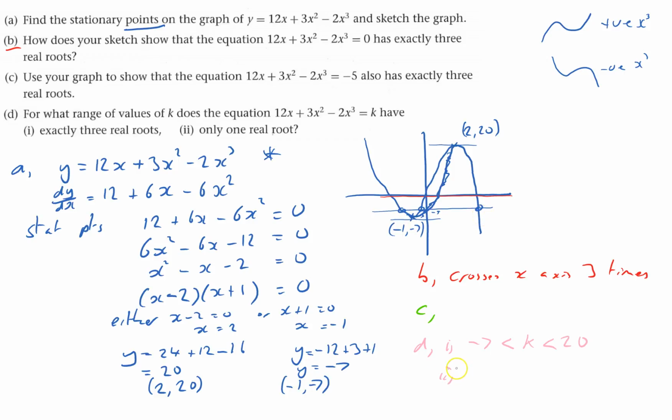And part 2, only 1 real root: if k is anywhere down here, it'll just cross this part of the line, and if it's anywhere up here, it'll just cross this part of the line. So it can be 2 things. k could be less than minus 7, or k is more than 20, and that will do. I'm a bit irritated that I didn't look at that to start off with. But hey, that's done.